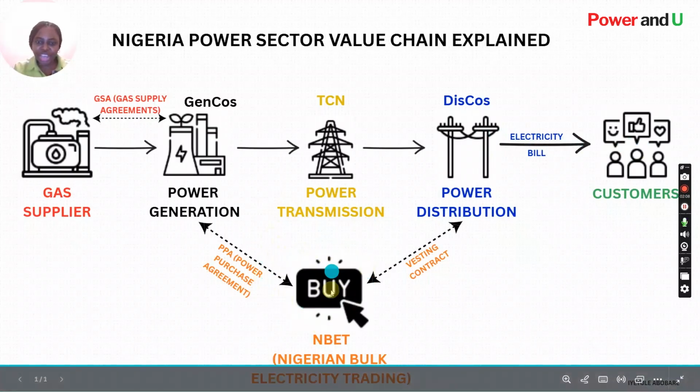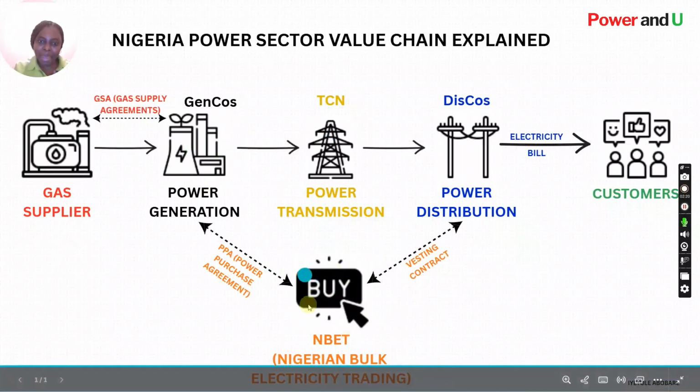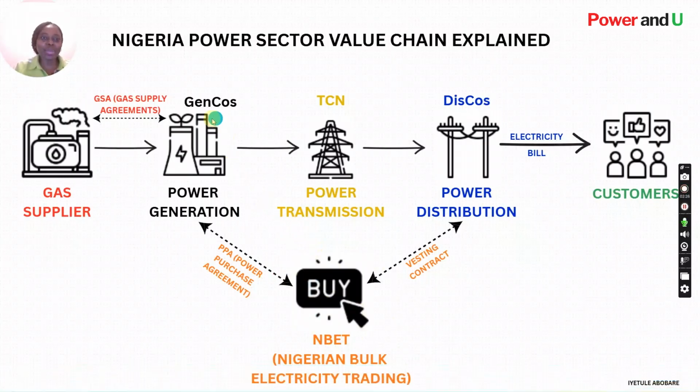There is this player here, which a lot of Nigerians do not know about. It's the financial player. When the GENCOs produce their power, they don't just transmit it or sell it to TCN directly. NBET, which stands for Nigerian Bulk Electricity Trading Company, buys the electricity in bulk from the GENCOs. Now, there is something we call the PPA, which is the Power Purchase Agreement. It is signed between NBET and the GENCOs.